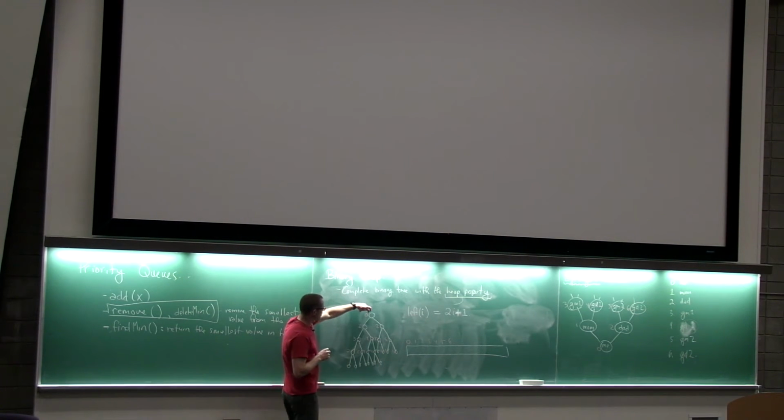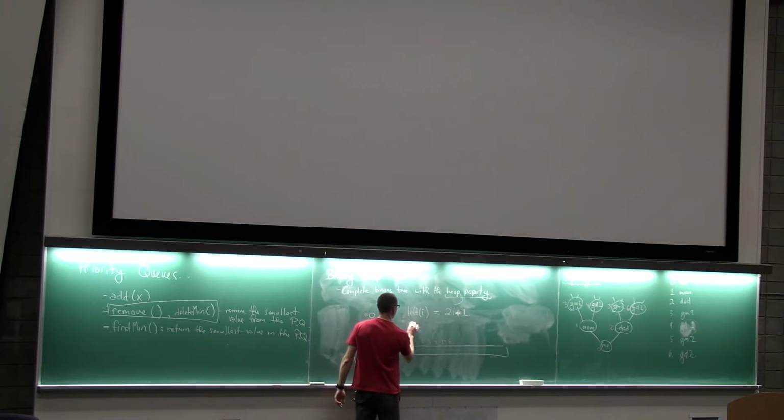So let's check that out. For i equals 0, 2i is 0, plus 1 gives me the left child. Let's try i equals 3. 2i is 6, plus 1 gives me the left child. Do it for 4. For 4, 2i is 8, plus 1 gives me 9, and that gives me the left child. So the left child is at 2i plus 1. What about the right child?